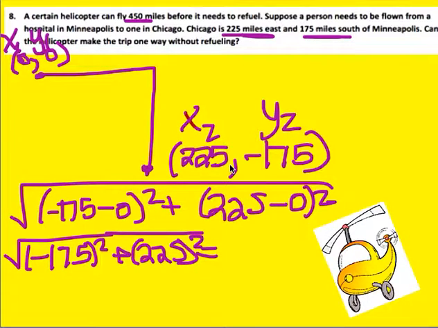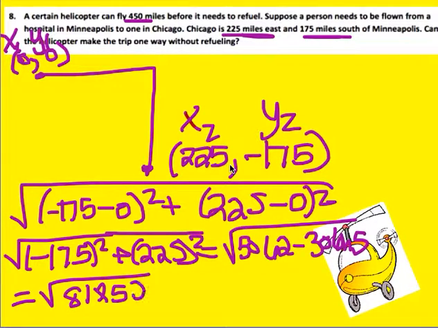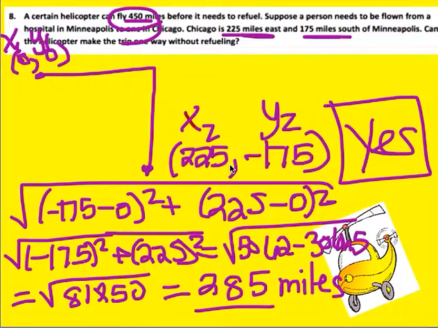Now when I square that negative, remember it's going to become positive. So I'm going to have 5,062 plus 3,625. Okay, so then when I add those together, I end up getting 81,250. Then I take the square root of that, and I get 285 miles. So then I need to ask myself, is that less than the 450? Yes, it is. So it can make it the entire trip.